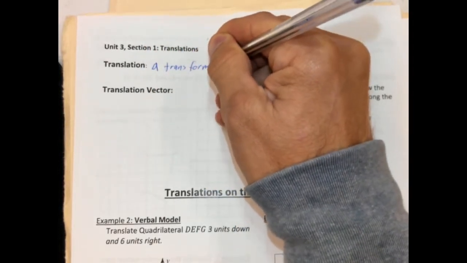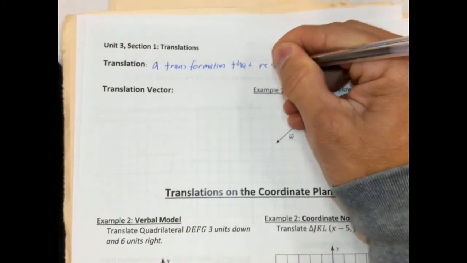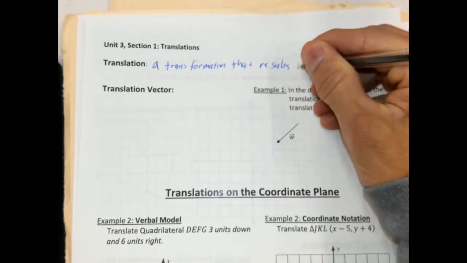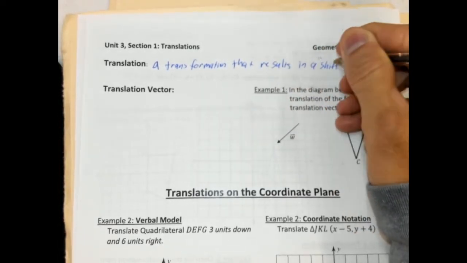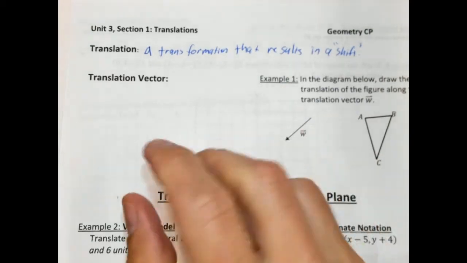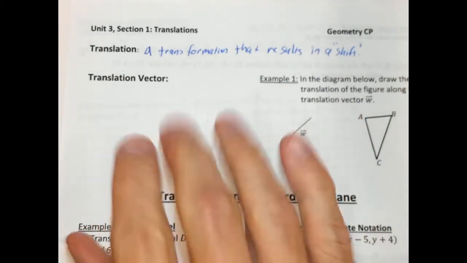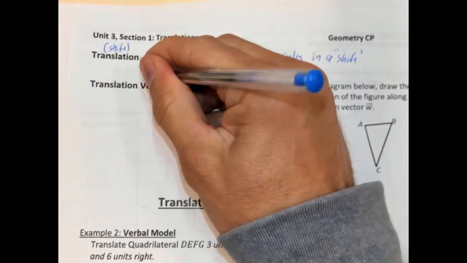So anyway, translation is what we call a transformation that results in a shift. Let me zoom in a little bit here. You'll hear these words used like shift, twist, or flip, and they convey another word. So translation is the shift.